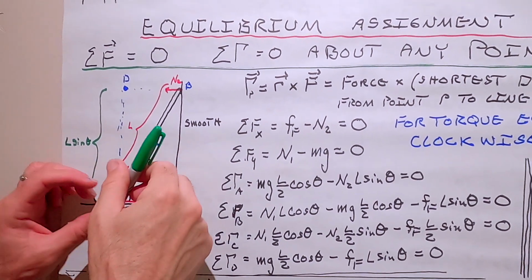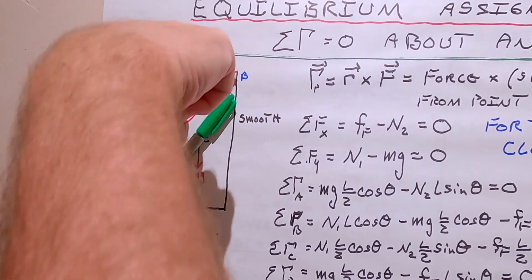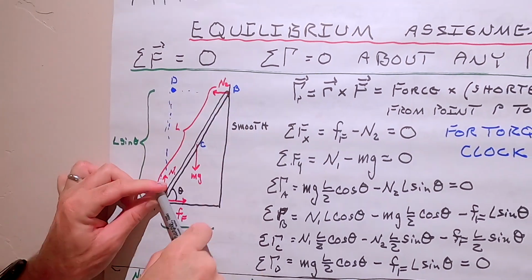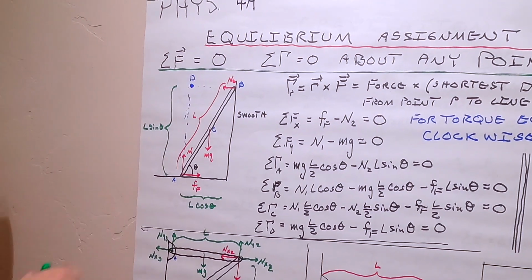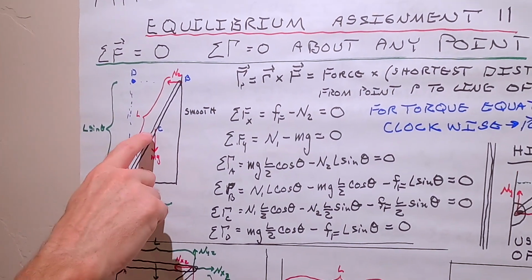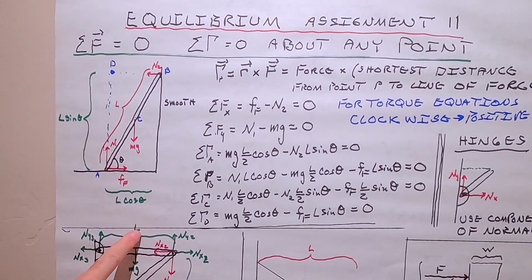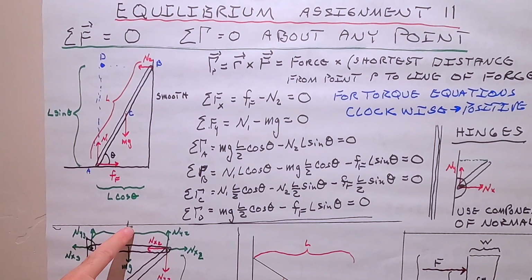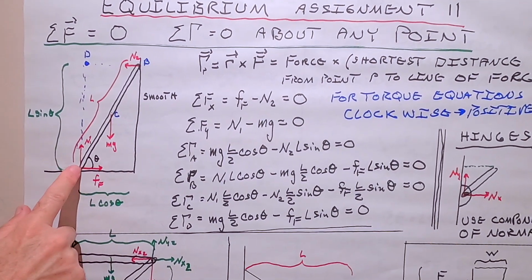If you can't remember which way it's turning, just put your pencil there, pivot it right there, and push with mg. You notice it's going clockwise. If I push with N2, it's going counterclockwise. And we said we'll do the clockwise as the positive. So what do we got? We got mg times the shortest distance between this line and that point.